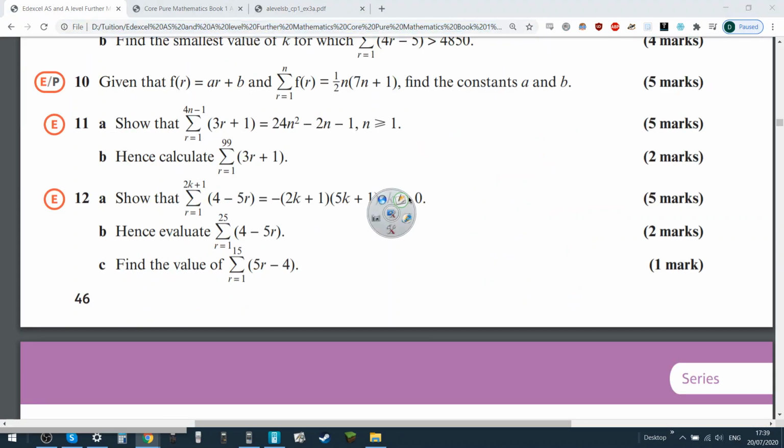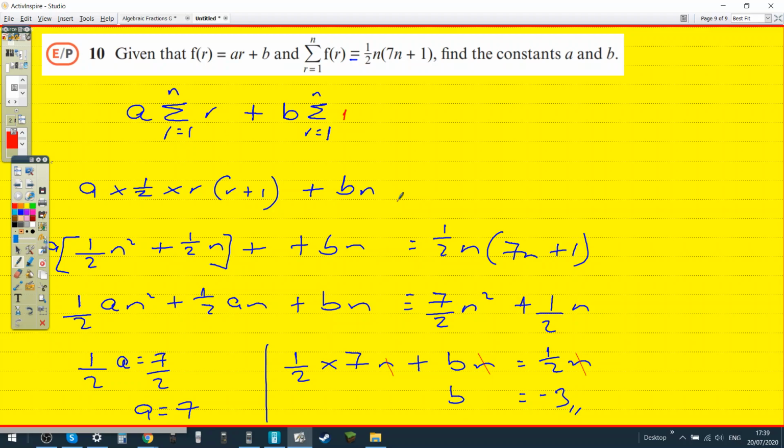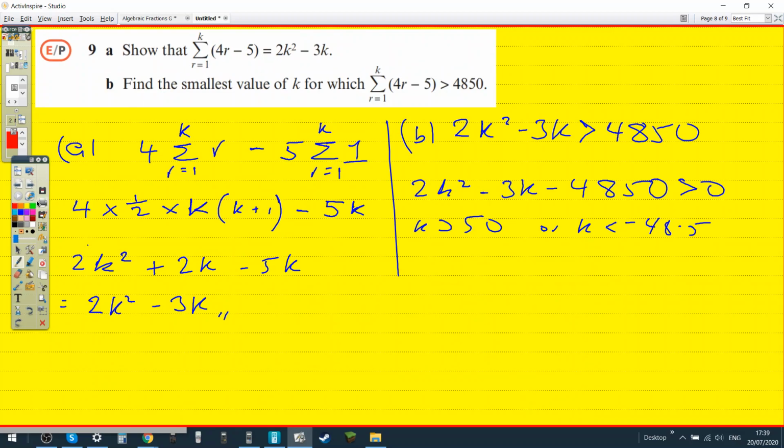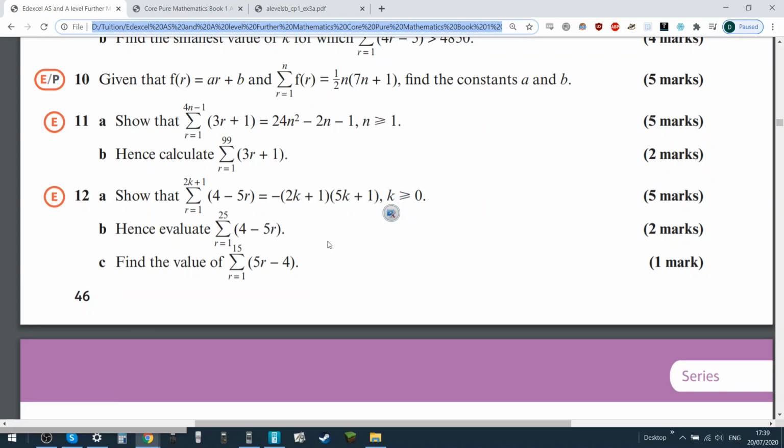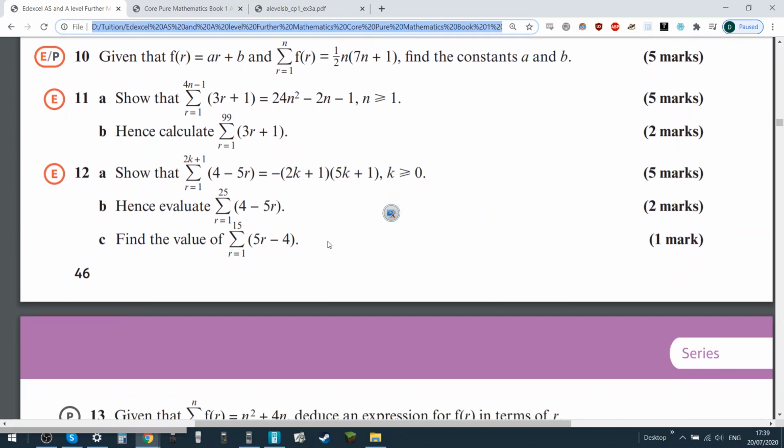Let me just take a look at this one. It's just Ar plus B, so it's like the previous one, but you just have to do it in reverse. Yeah, 4 or minus 5. That was 10, now 11. Do you want to do 11, or you think you're okay with it? Yeah, I don't mind. All right, let's do it.